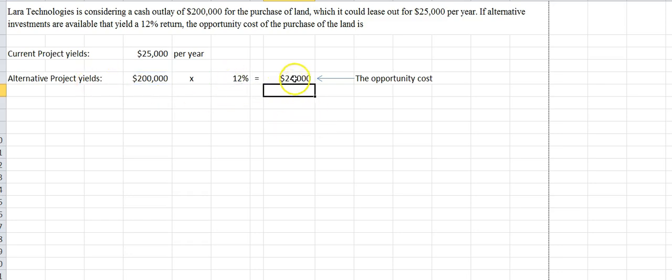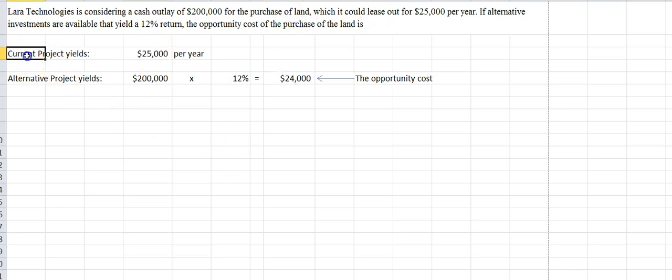is 24,000. So my opportunity cost, all other things being equal, we're not accounting for risk or anything else. Let's just assume everything else is equal. It's just equally risky and all that. I can invest my $200,000 in, let's say, some sort of investment. Let's just say it's a bond. I'm going to earn $24,000. Otherwise, I can simply purchase land and lease it and earn $25,000.